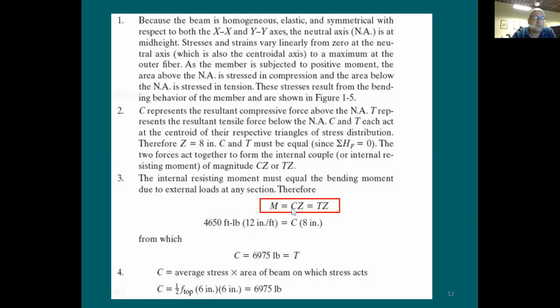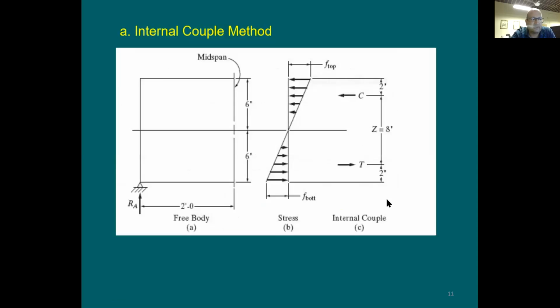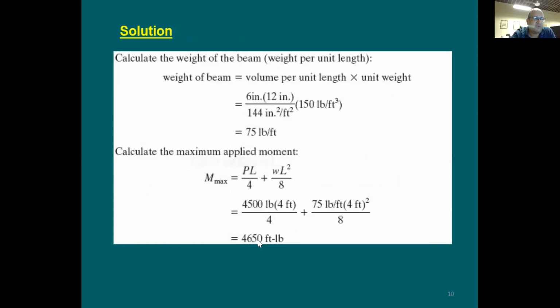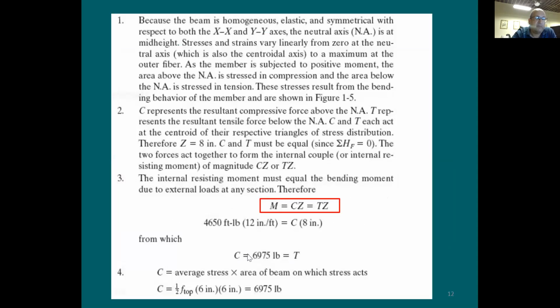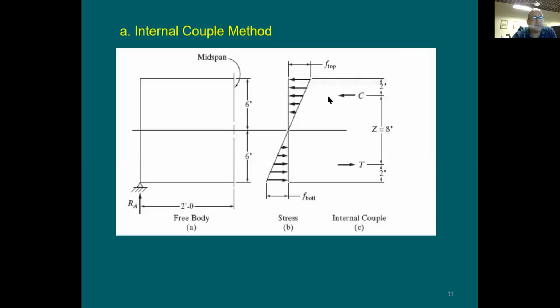And it says it's going to be equal to C times Z. Now your Z is going to be equal to 8 inches. Someone's going to say, where are those values? Going to take you back. 4650, external applied moment, and Z is equal to 8 inches. With that, I'm able to figure out the C. The compression is going to be this value, or the tension force. Both of them are going to be equal. Are you good? So with that, I was able to figure out the force.